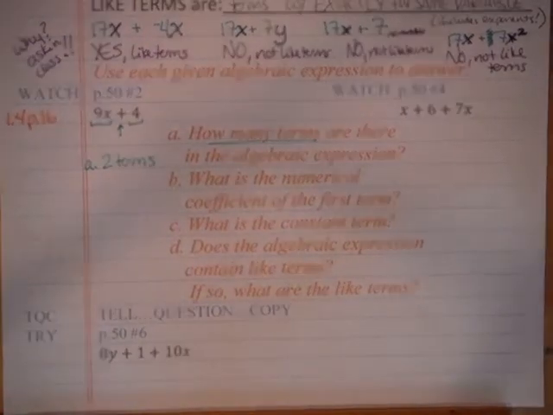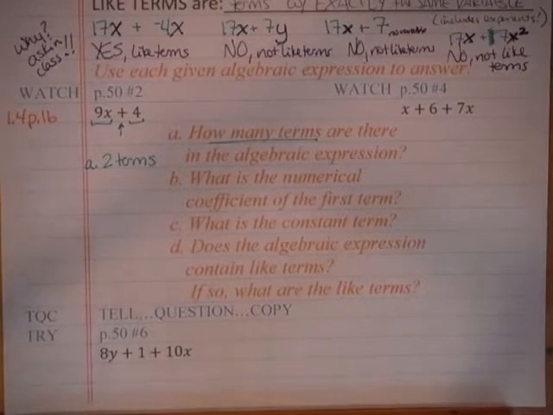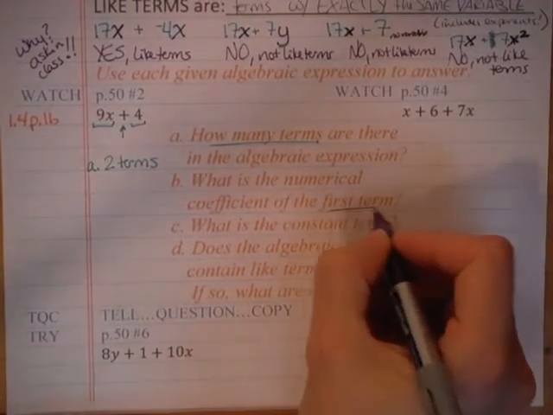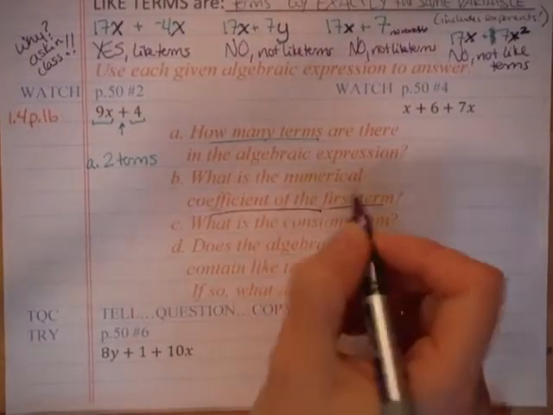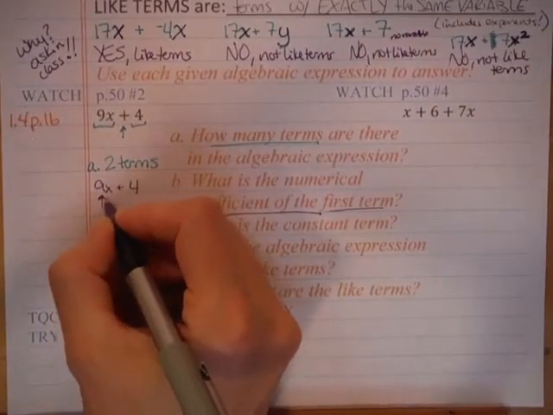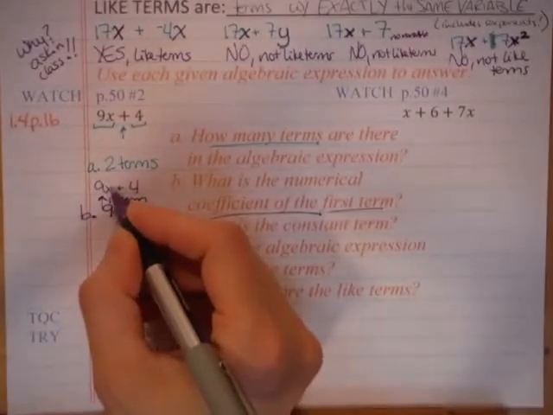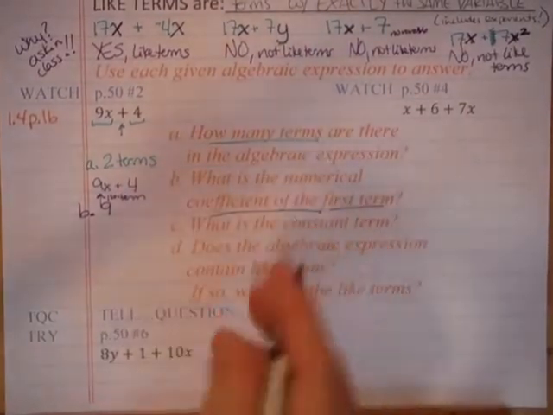And then what is the numerical coefficient of the first term? So we want to know the coefficient of the first term. And the first term as they gave it to us, I'm just going to copy it again here, 9x plus 4. This is the first term. So the coefficient of that is the number in front, so that answer is going to be 9. 9 is the number in front of the variable in the first term of this expression.